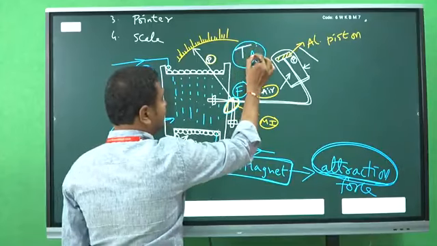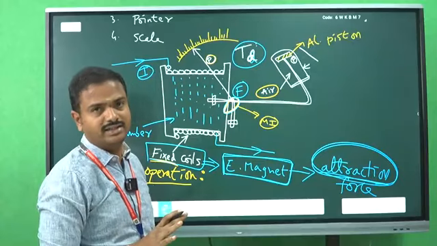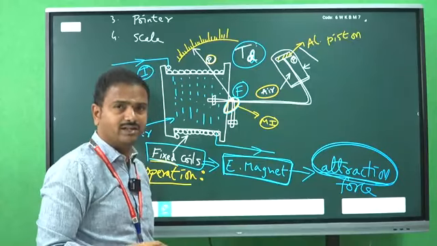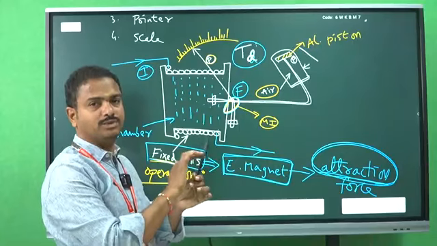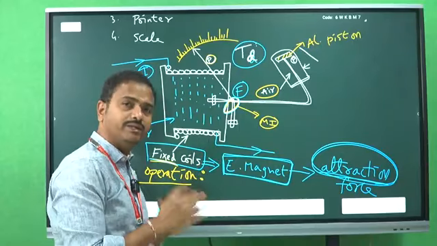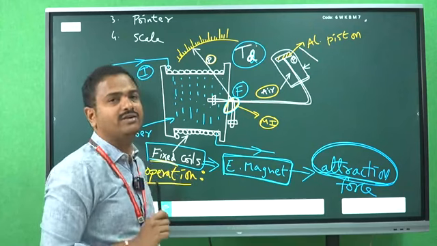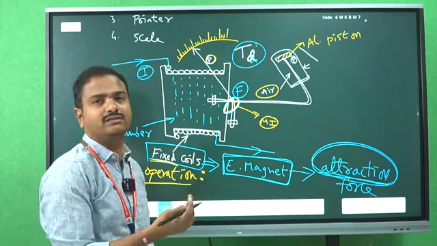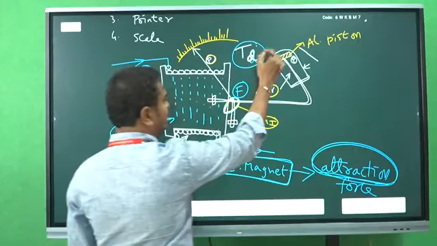Clear? So in this way, deflecting torque is produced inside the instrument. What is the purpose of deflecting torque? It should move the pointer from its zero position. The pointer should be movable. Then only the pointer represents the accurate or measured value on the scale. Clear? So the first one is deflecting torque.